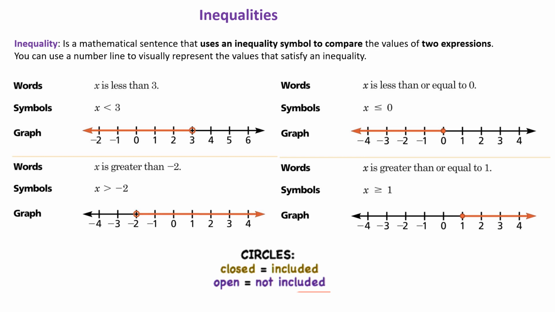And then likewise, if you have the line underneath, such as here, this one, that says that it's going to be included. So your circle is going to be closed, solid. So it says that the solution will be 0 and anything less than 0.